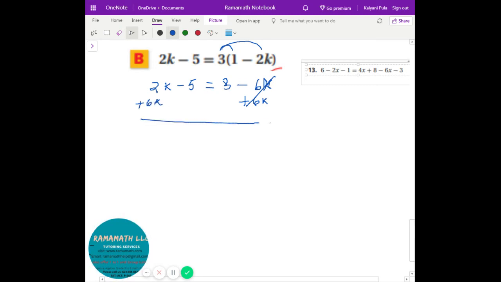When I do that, this is 8k minus 5 equal 3. And then you do the minus 5, so the opposite is positive 5. So 8k equal 8. Obviously, 8 times what gives you 8? That's 1.